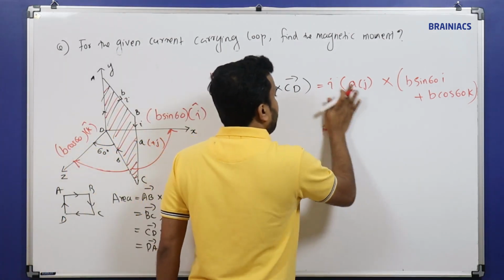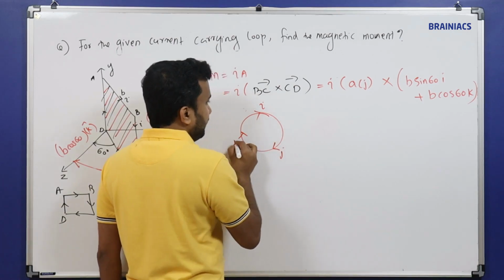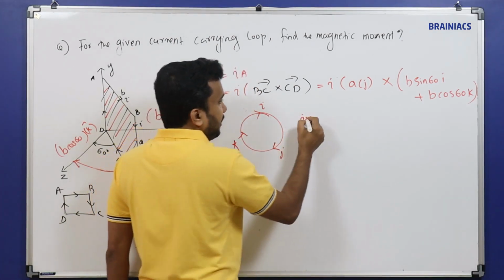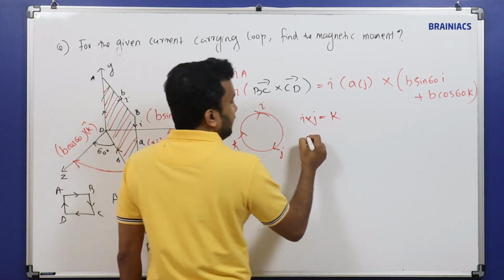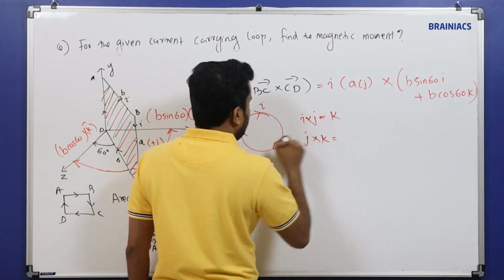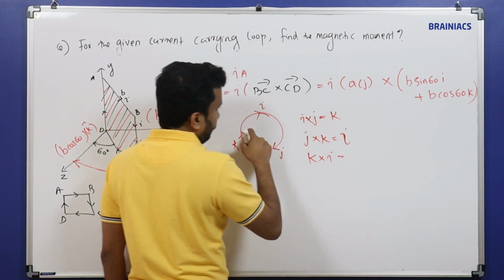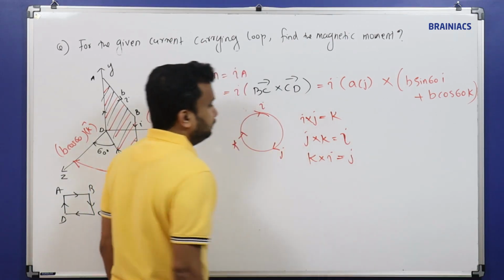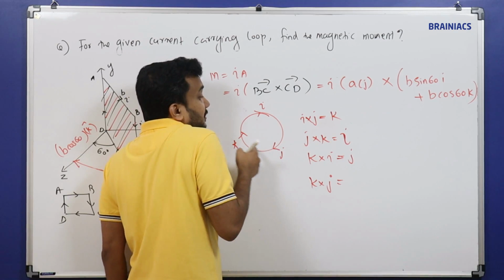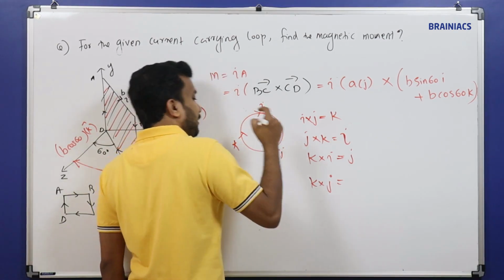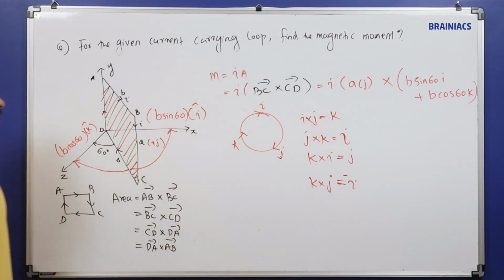Normally, how do we do a cross product? We draw a circle like this with i, j, k. What is i cross j? In the same direction of the circle, the next one is the answer: i cross j is equal to k. j cross k, in the same direction, equals the third one, i. Next, k cross i is j. But if I say k cross j, you are reversing the direction, so you get the third one, i, but against the direction, so you put a minus: minus i.